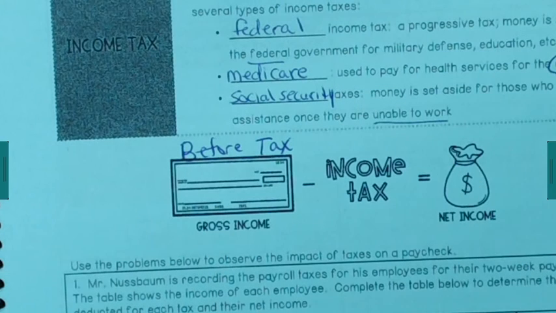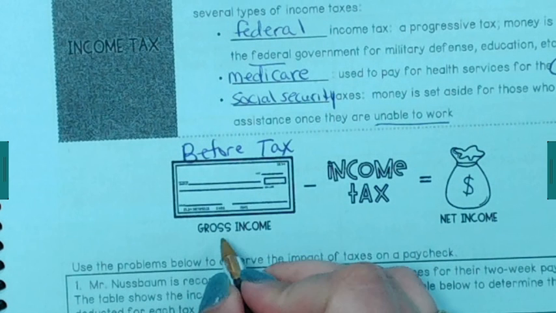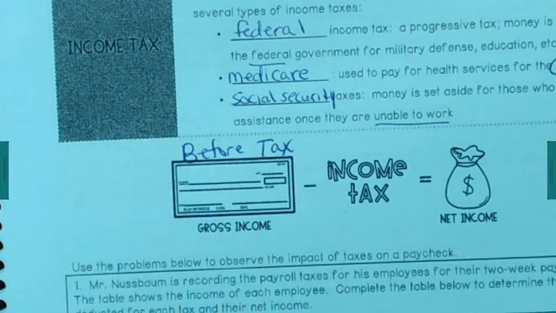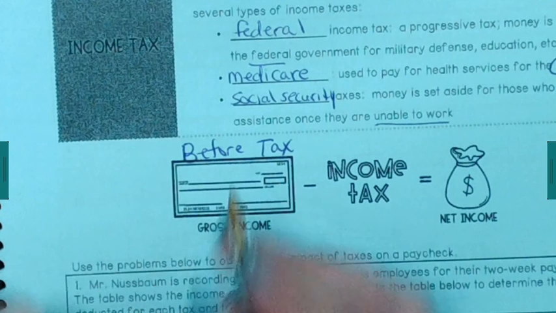And the way I have always remembered this is it's gross to think how much money I should be getting. It's gross because I'm about to lose a bunch, but you know, when you work you want that money. So gross is before taxes.